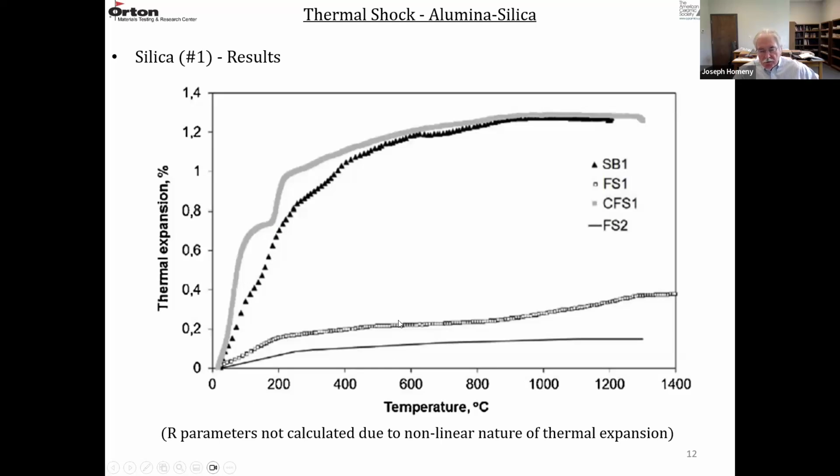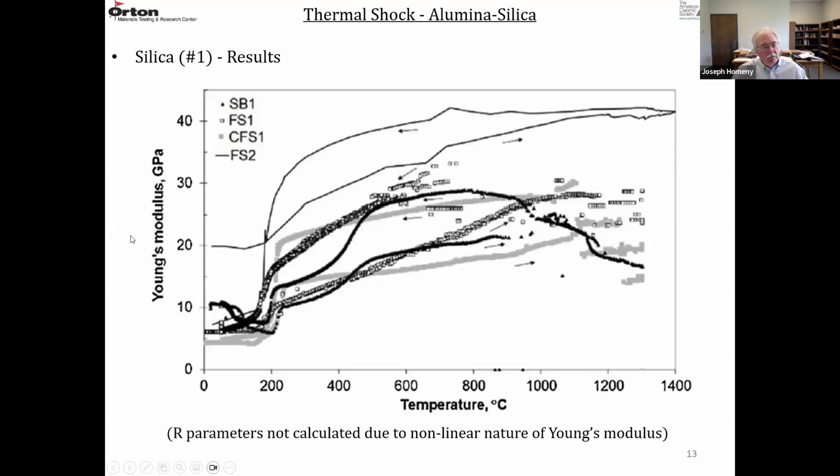So these authors were going to calculate the different R parameters like RST and R4 prime, but because of this type of behavior, nonlinear thermal expansion behavior, they decided not to calculate the parameters because they didn't know where to take the thermal expansion. Basically, the same thing happened for Young's modulus versus temperature. They didn't calculate the R parameters because of the nonlinear behavior in Young's modulus.